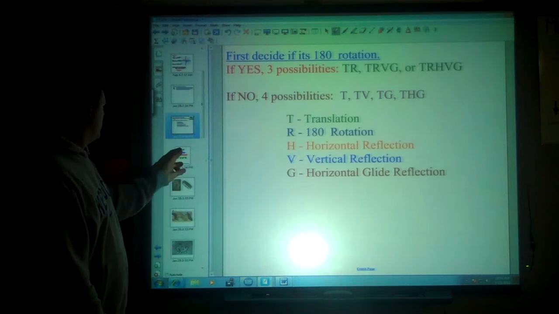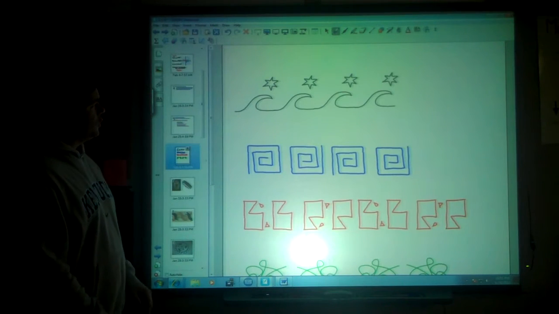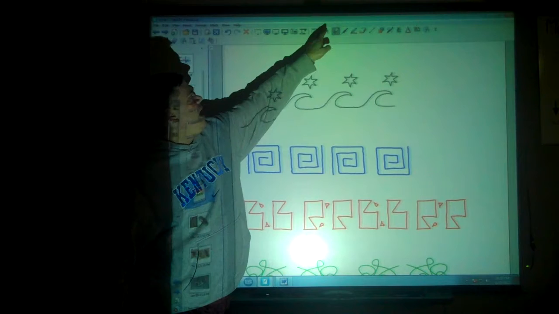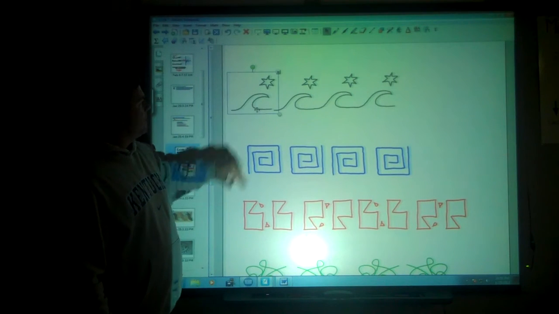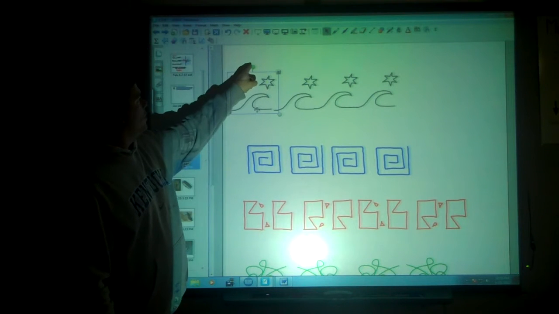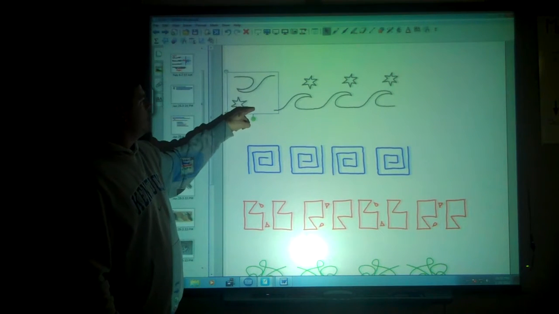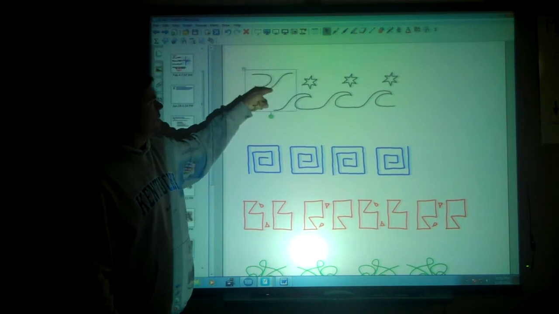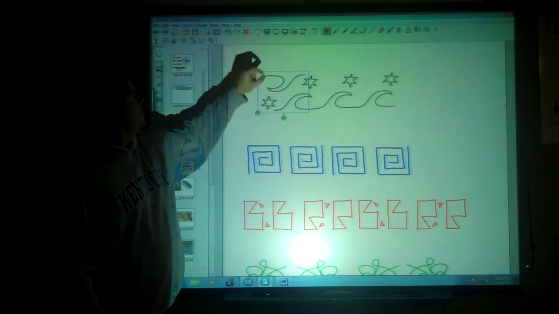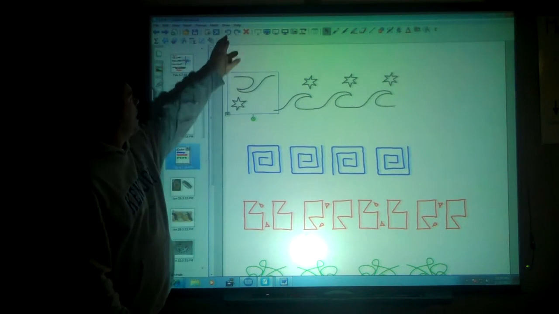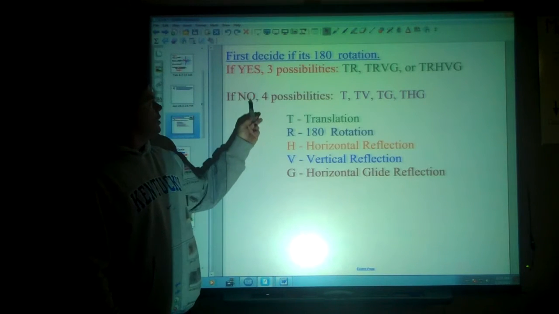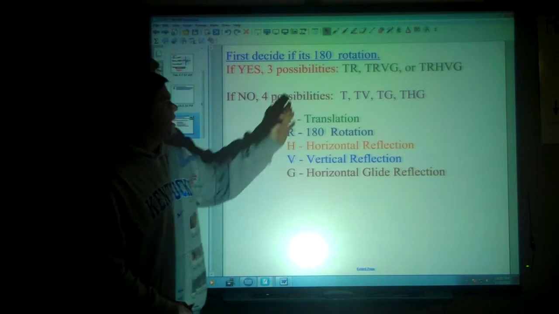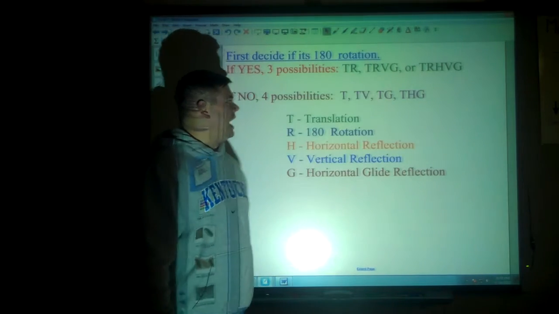So let's look at a few. This first one, it appears as if we have a wave with a star. I'm first going to decide whether it has 180-degree rotation. If I spin it, it does not seem to match up with any of the next patterns that we're looking at here. So I would have to say, according to our question, that that's a no. It does not. So I'm left with T, TV, TG, or THG.